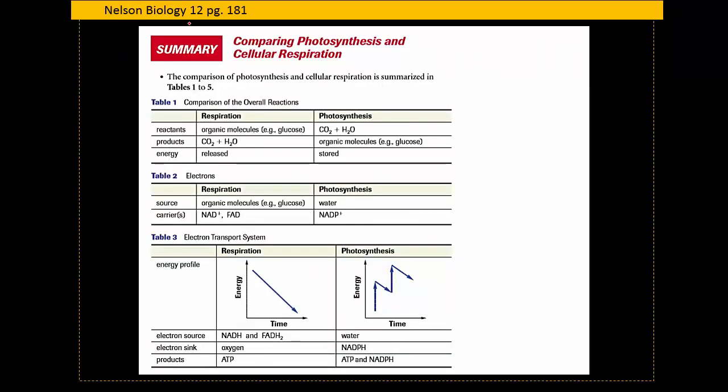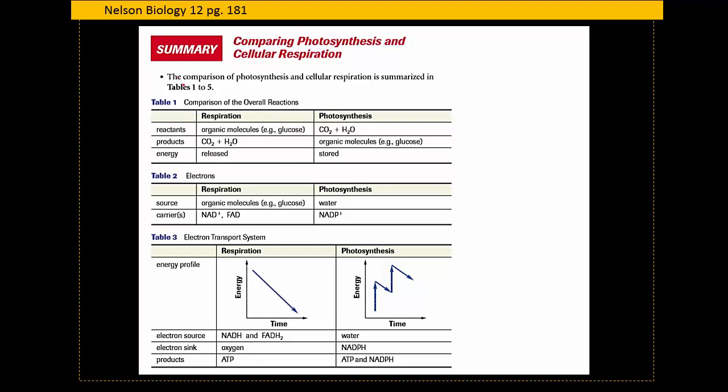Now, this is Nelson Biology 12 on page 181. I want to look at comparing photosynthesis and cellular respiration. Those of you that are in my classes at Central will have this worksheet, and hopefully you'll have this worksheet completed. What we need to do here is compare photosynthesis and cellular respiration, look at some of the things that are similar and things that are different between those two metabolic processes.